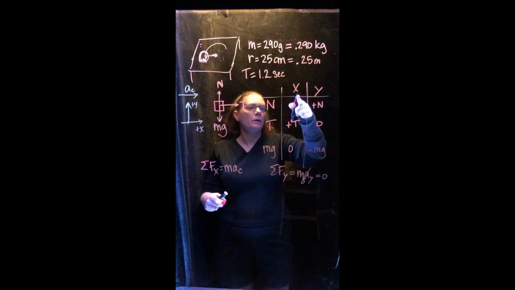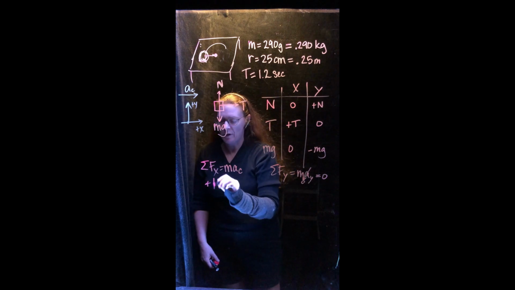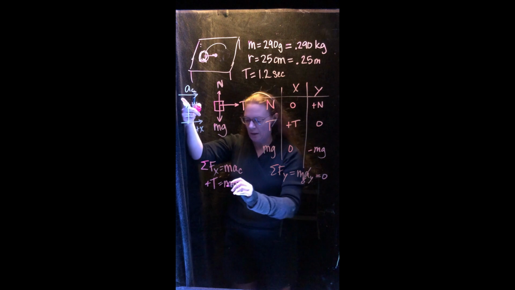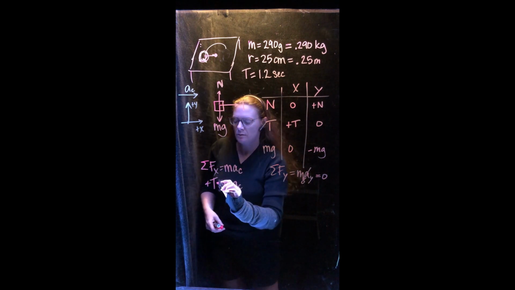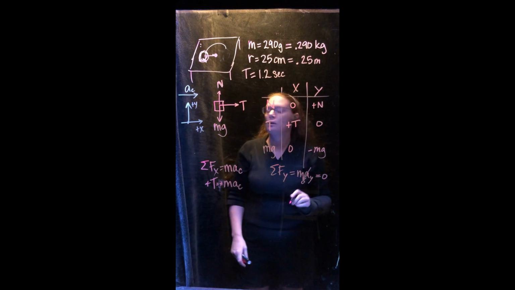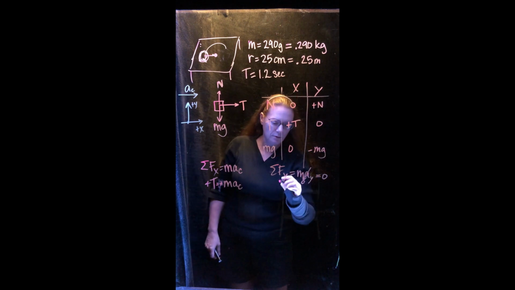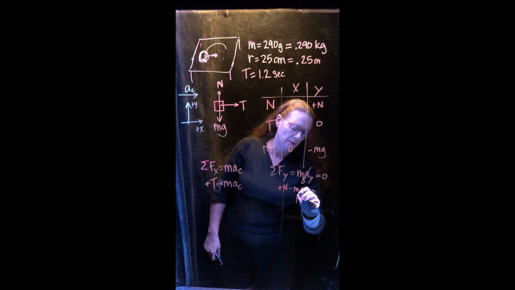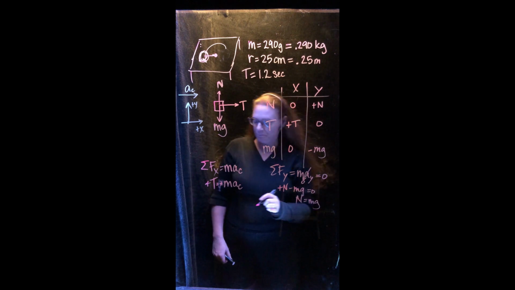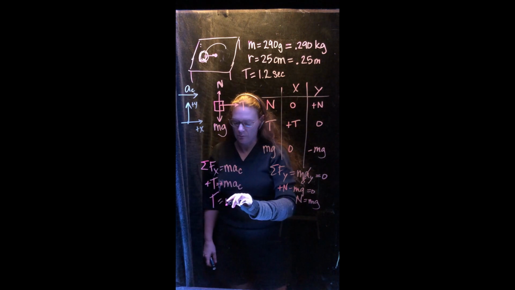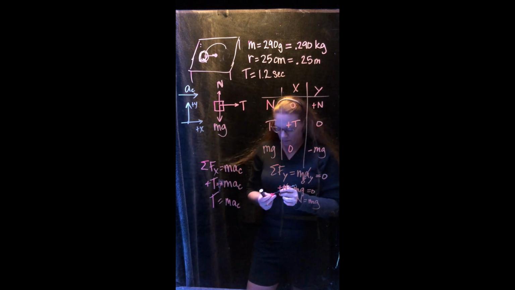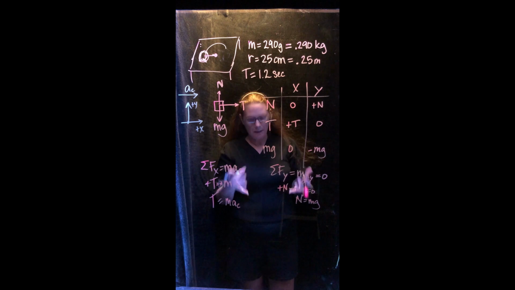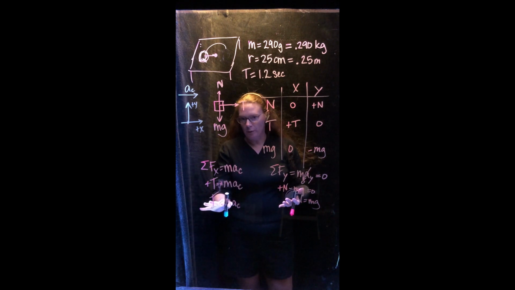Add up the forces in the X direction. There's 1. Positive T equals m a_c. Is the direction of my acceleration positive? Yes, I'm actually going to squeeze that in there. It's a positive acceleration. Here, positive normal, negative mg equals 0. Okay, so in this case, normal equals weight. And in this case, the tension equals mass times centripetal acceleration. We are asked to solve for the tension. I have an equation here.